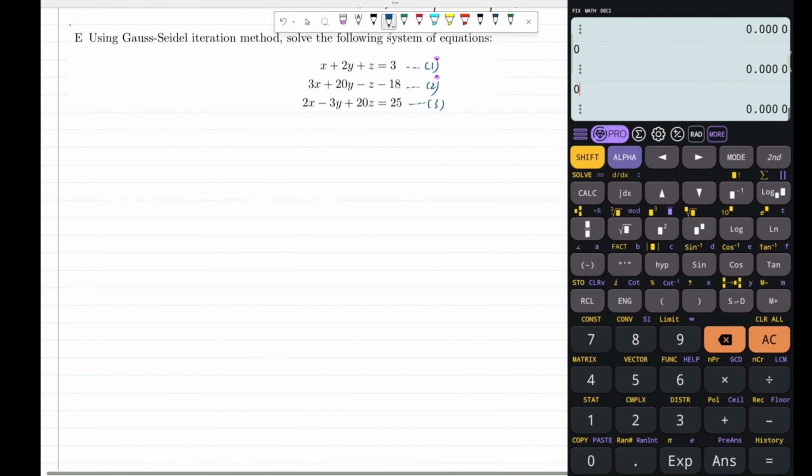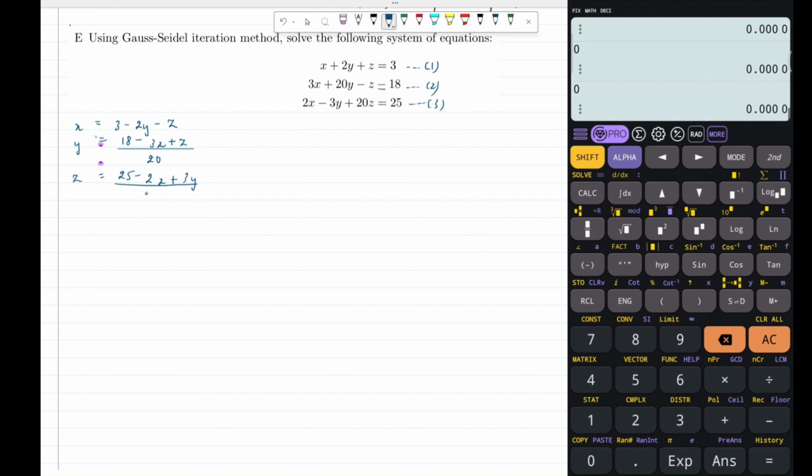Now from equation number 1 we can say that x is equal to 3 minus 2y minus z. From equation number 2 we get y is equal to 18 minus 3x plus z over 20, and for z we will have 25 minus 2x plus 3y over 20. Let's call these equations 4, 5 and 6.